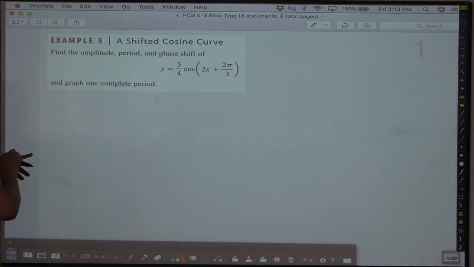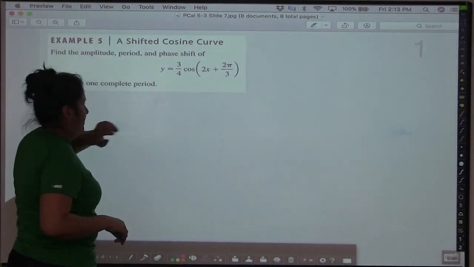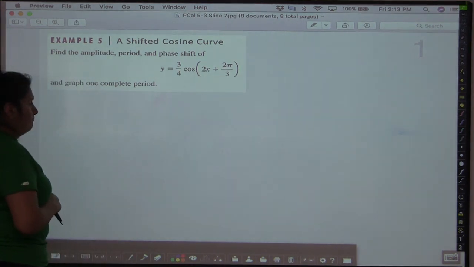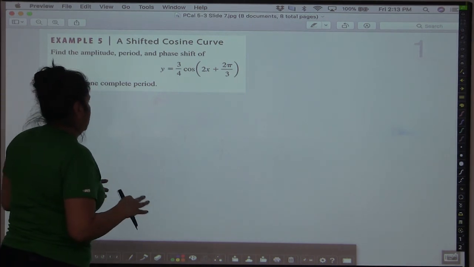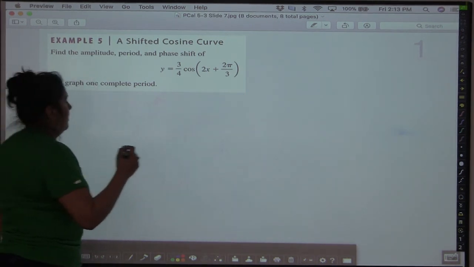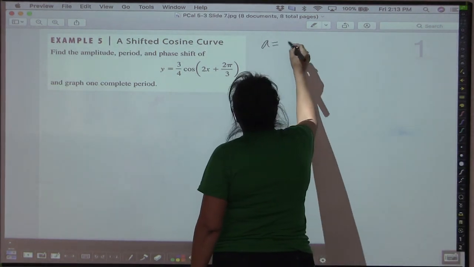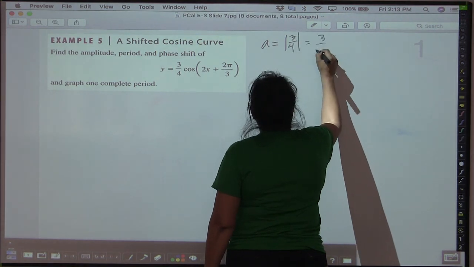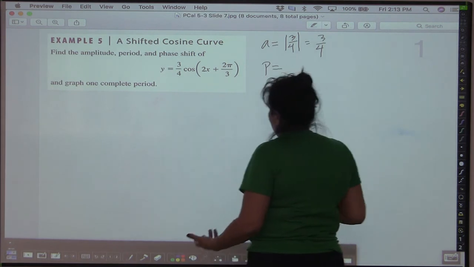Again, it has a little bit of everything. It doesn't have the plus D going on, but this probably was a little bit weird to you. There's a couple of ways that you can take care of that, but it's not a big deal. It's not going to make anything much different. So we're going to come over here so that I have some space. A equals the absolute value of 3/4, which is just 3/4. My period is 2 pi over b.